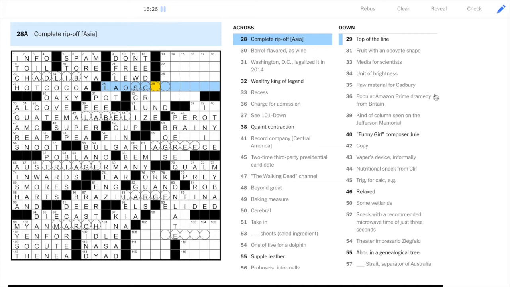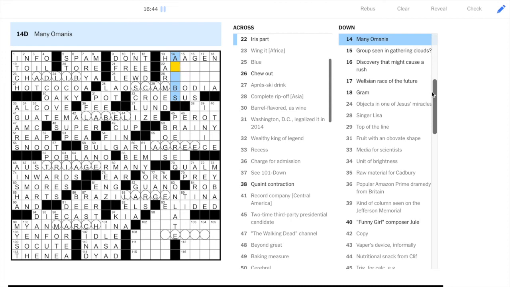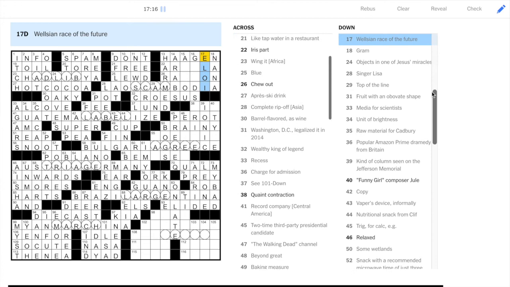Croesus is a rich king. Hurt is harmed. A fake Danish name, that must be Haagen-Dazs, with the double A here. Gram could be grandmother, so Nana. Oh, okay, so this is from The Time Machine. This is just Crossword Puzzle 101. E-L-O-I. Put that one in the lexicon.